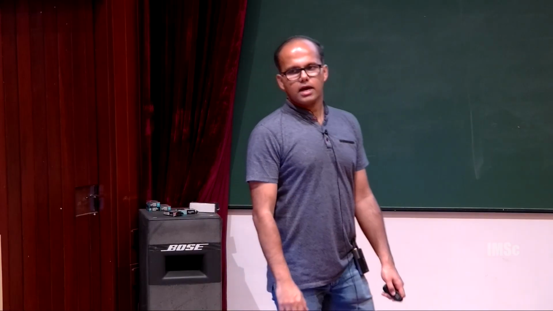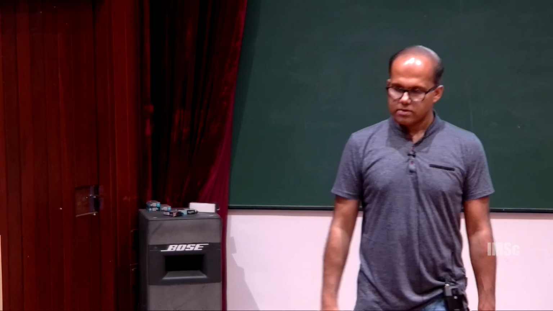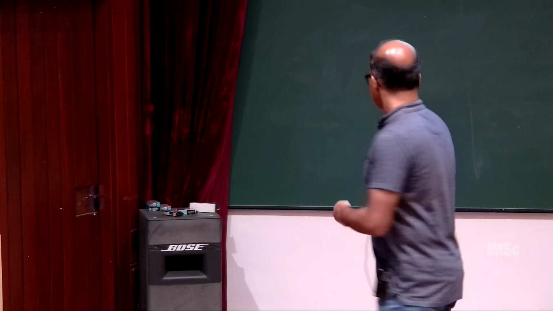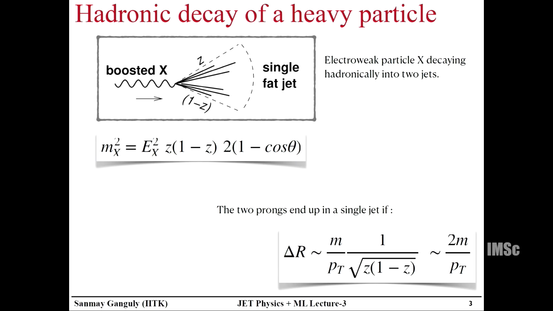But how large is your large area? So how large is a large area? The thumb rule is 2m by pT. That's why I said that you can do a back of the envelope calculation to see how this number comes. I mean, that's not a hard and fast number.